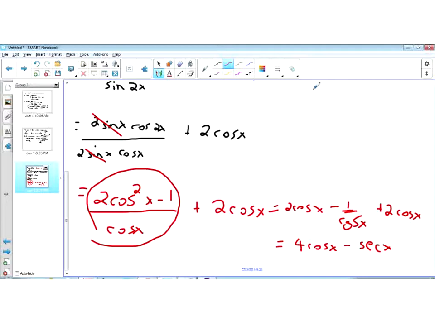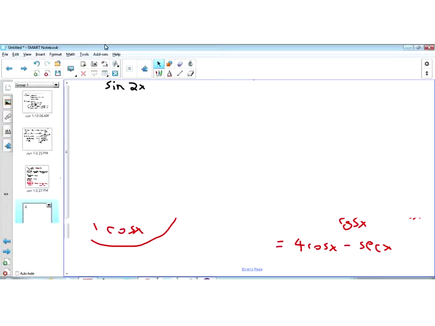Okay, so let's talk about half-angle formulae. So we did double angle formulae, so half-angle formulae. So what's that all about? So next page.